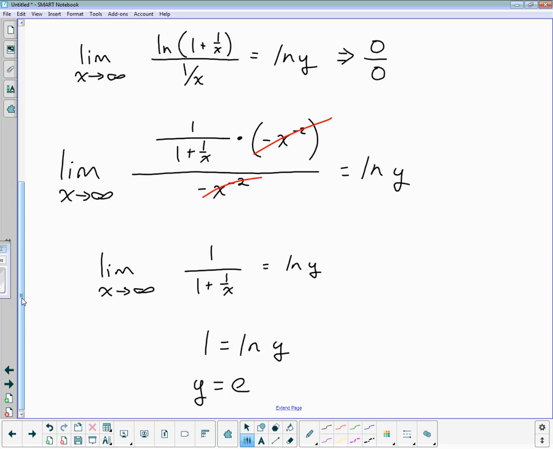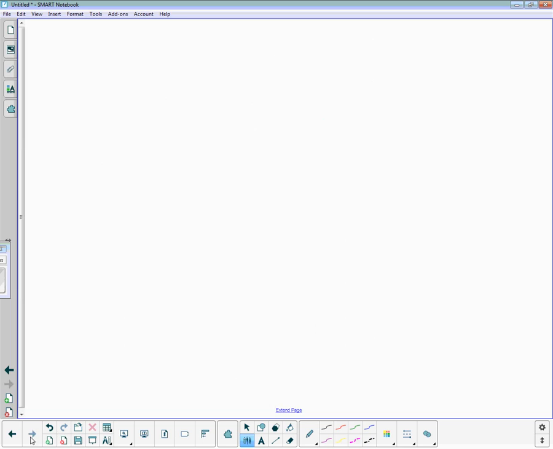So there are sometimes interesting little tricks that you have to pull, algebraic manipulation tricks, to try and get it into a form that you can actually use. All right.